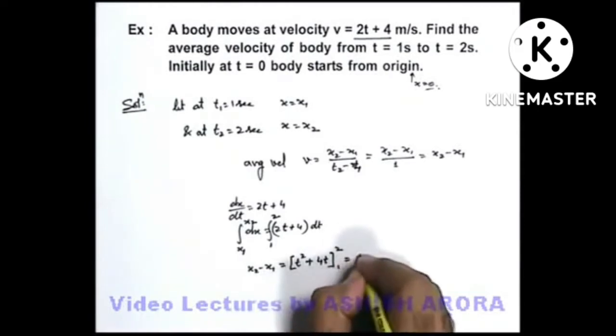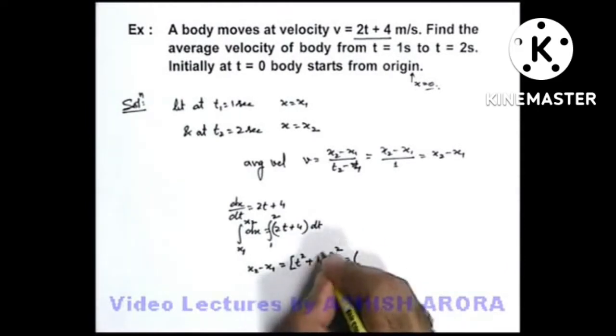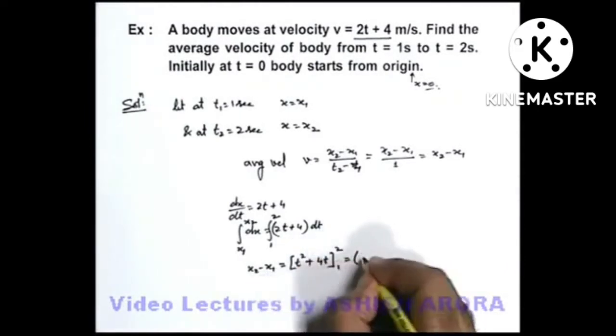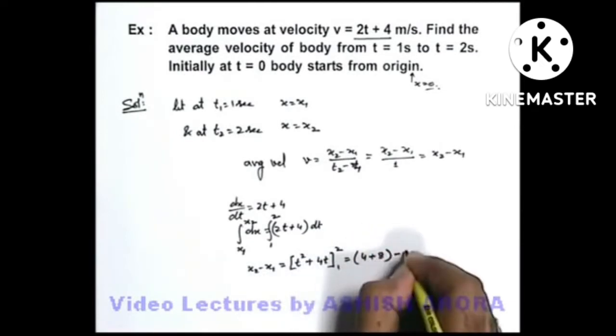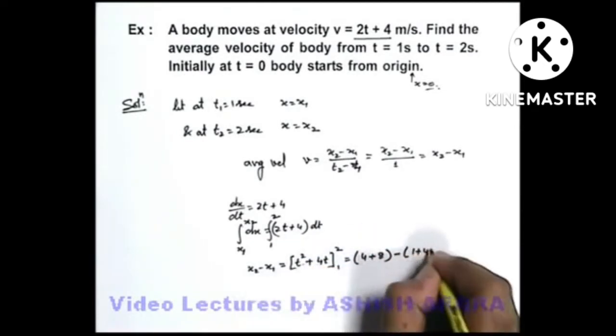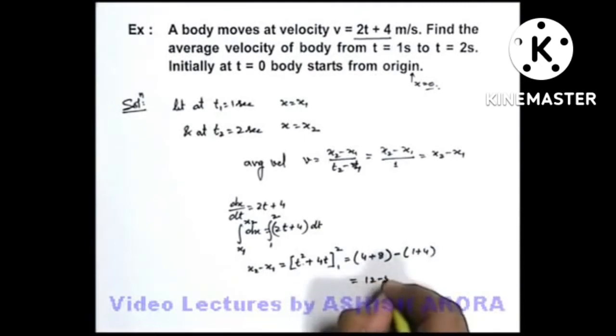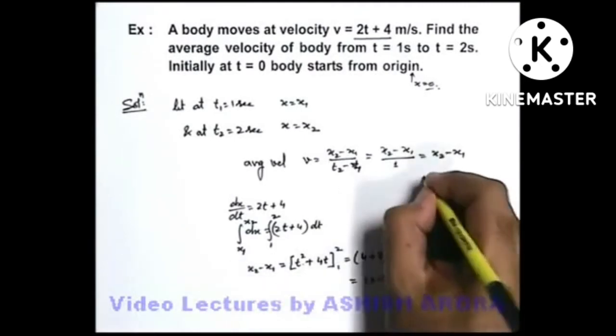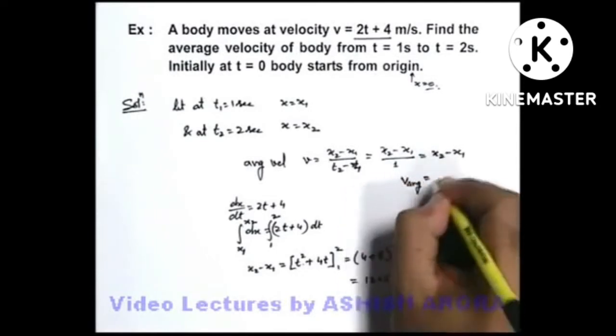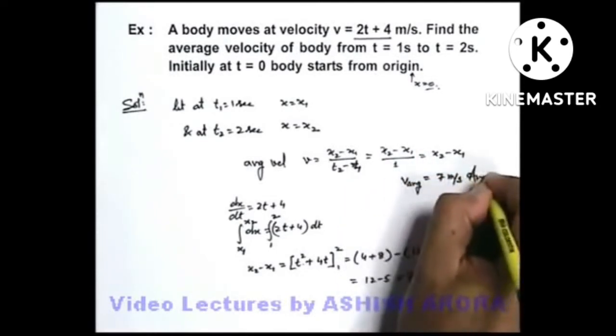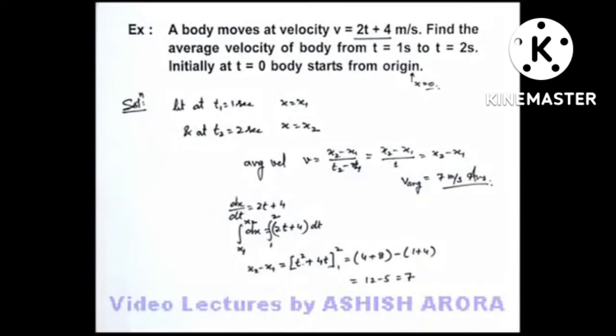On substituting the limits, we are going to get with the upper limit, 2 square is 4 plus 4 into 2, 8, minus, we put the lower limit, that is 1 plus 4. So this will give us 12 minus 5, that is equal to 7. So here the value of x2 minus x1 is 7. So we can simply state here the average velocity can be written as 7 meters per second, which is the answer to this question.